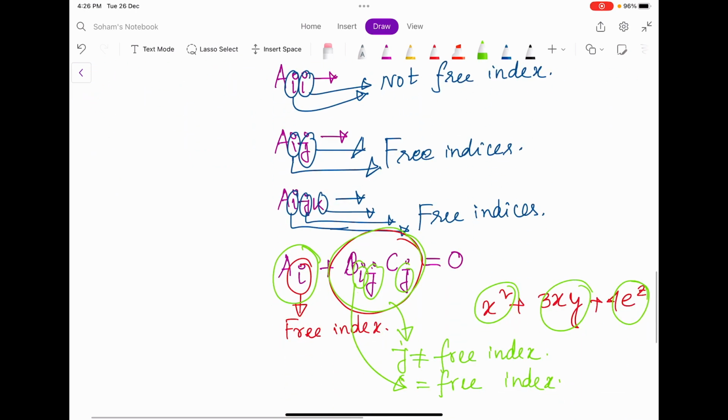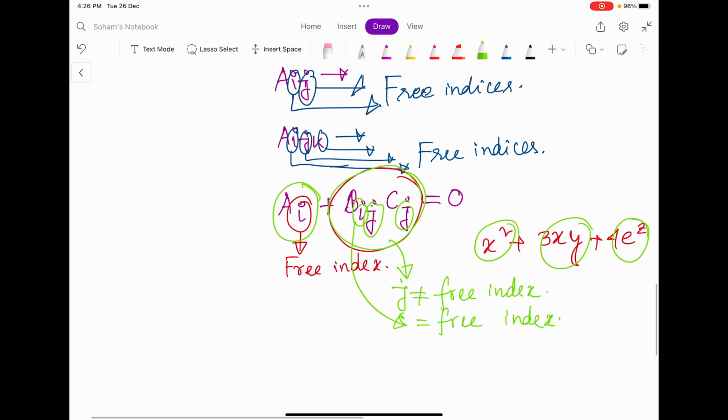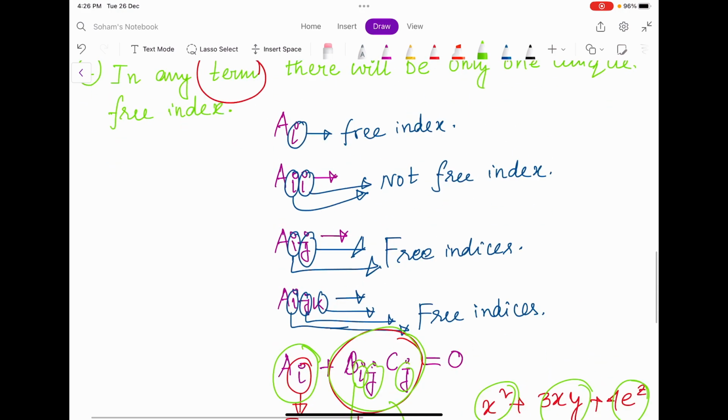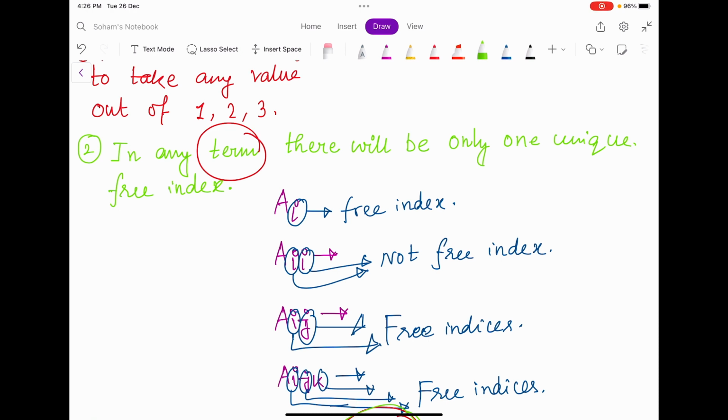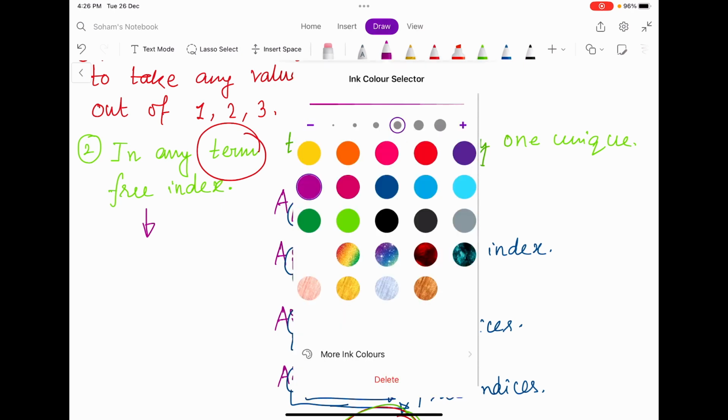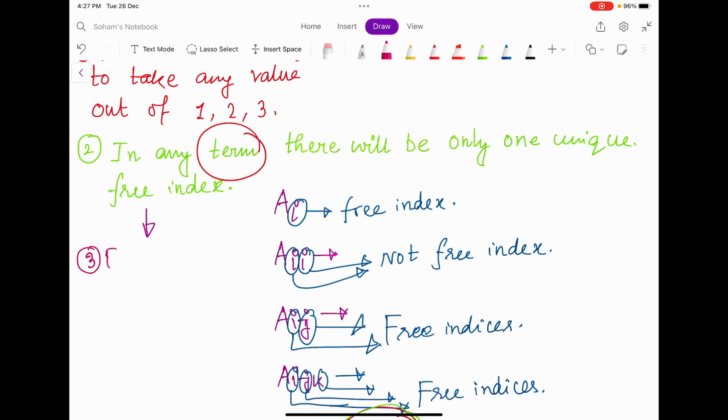Nice. I hope up till this it is clear. If not, let me know in the comment section. I will try to elaborate it more in the next video. And now I am proceeding. The main thing is that a free index cannot repeat, otherwise it will not be a free index. Equivalently, a free index cannot repeat in a term.